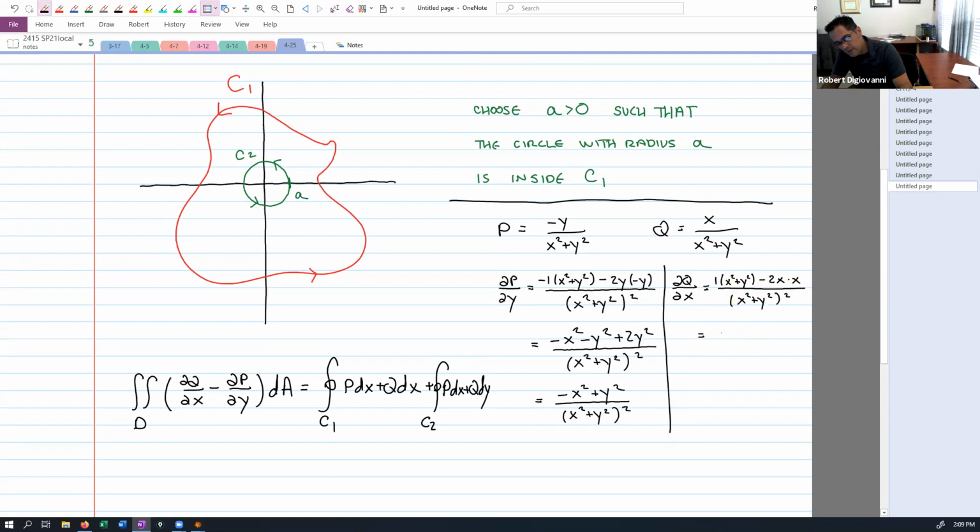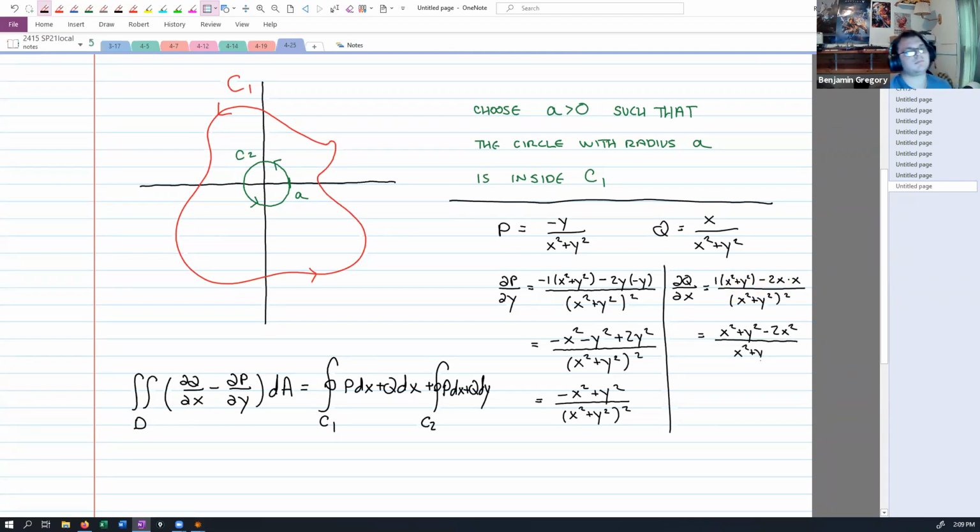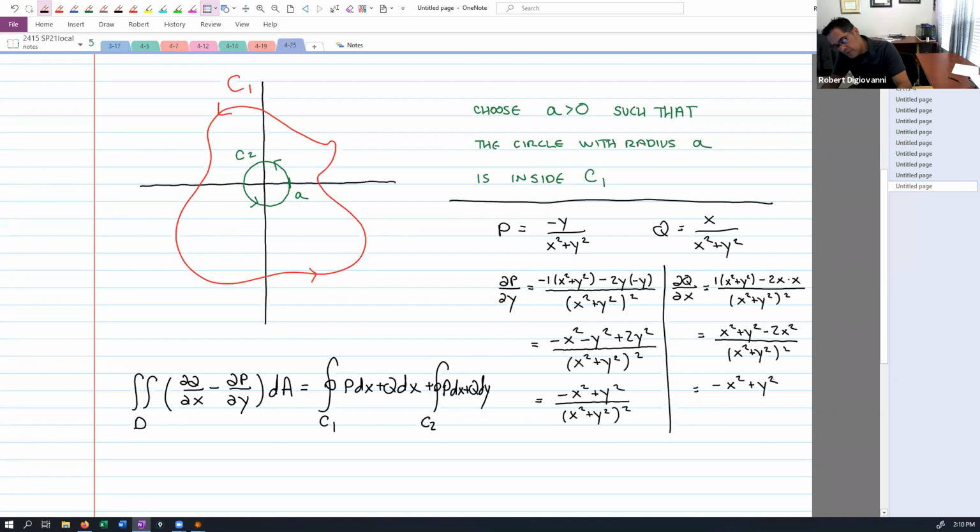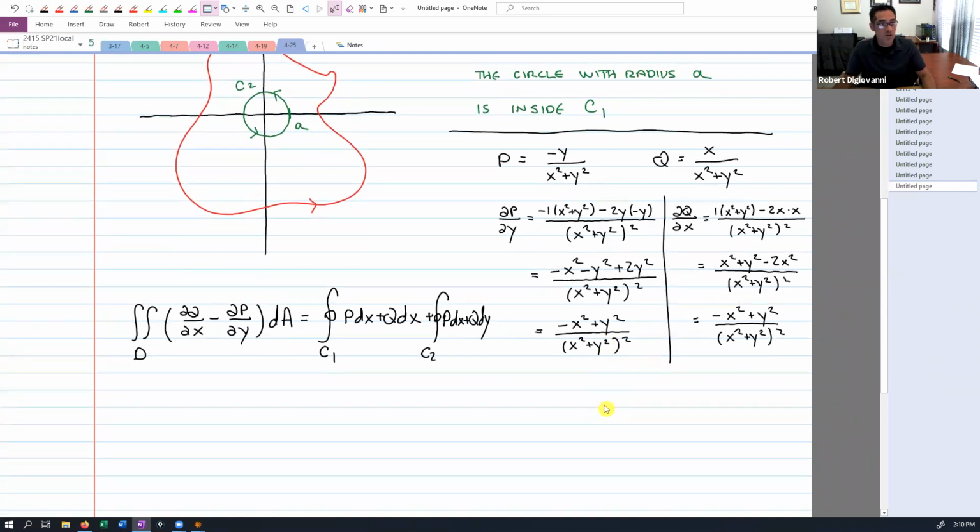Y'all are so shy. Same thing. I didn't hear you, Gregory, if you said something. It looks like it's the same one as the other derivative. It's the same as the other one. Aren't those the same? So if you take partial of Q with respect to X, that, and subtract the other one, which is exactly the same, what do you get? 0. You get 0, don't you?